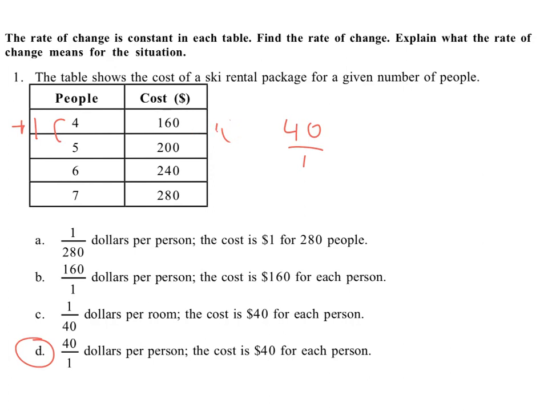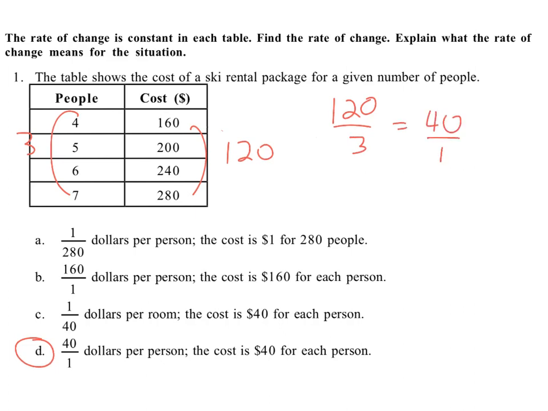And just to point out, you could just as easily go through any 2 points on the data table and say, let's go from here to here. Okay, 7 minus 4 is 3, and 280 minus 160 is 120. So if we took that change of 120 and we divided it by the change of 3 people, we would still get 40 over 1, meaning $40 per person.